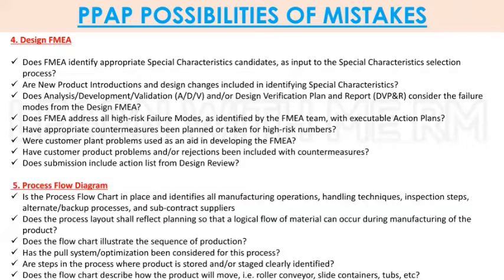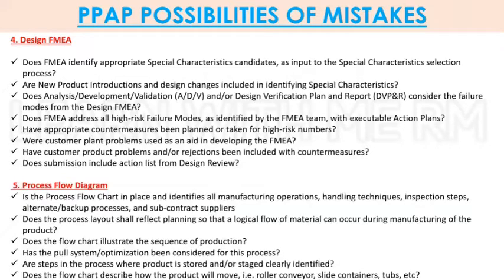Does analysis, development, validation, and/or design verification plan and report (DVP&R) consider the failure modes from the design FMEA? Does FMEA address all high-risk failure modes as identified by the FMEA team with executable action plans? Have appropriate countermeasures been planned or taken for high-risk numbers?